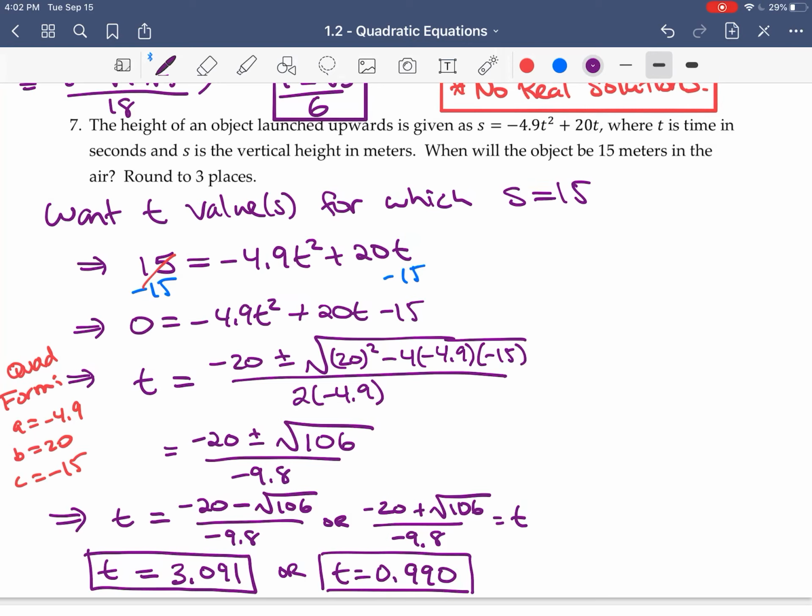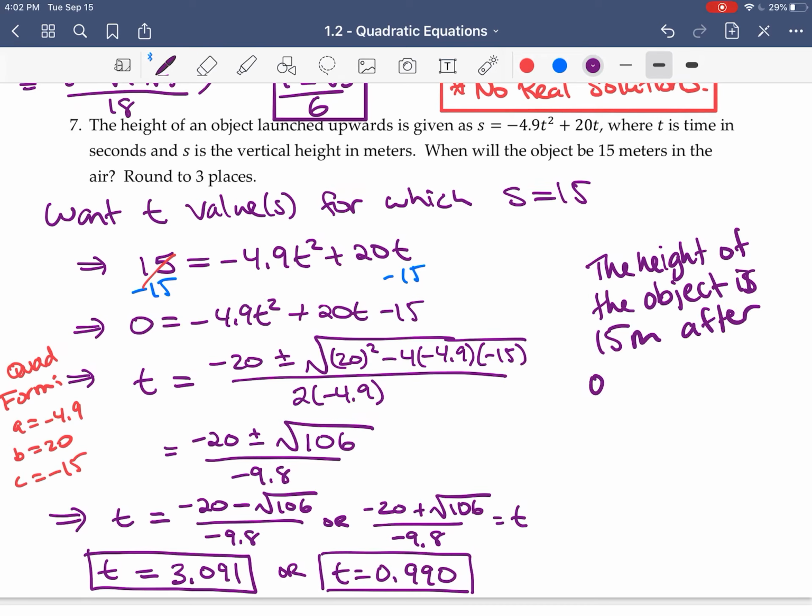Okay, so the height of the object is 15 meters after 0.990 seconds, and again after 3.091 seconds.